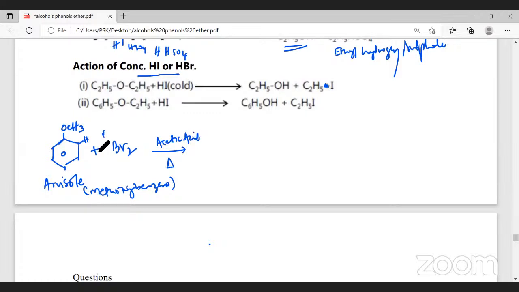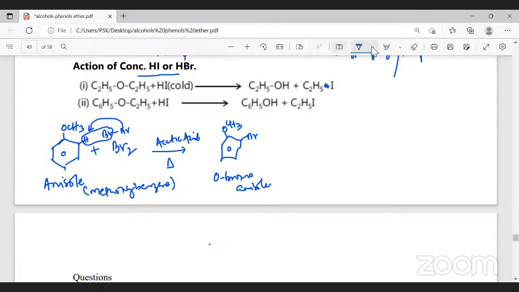This bromine I'll write like this. So we get H and Br. In place of this H, Br goes. So one of the products we get is OCH3 and Br. So this is orthobromo anisole.